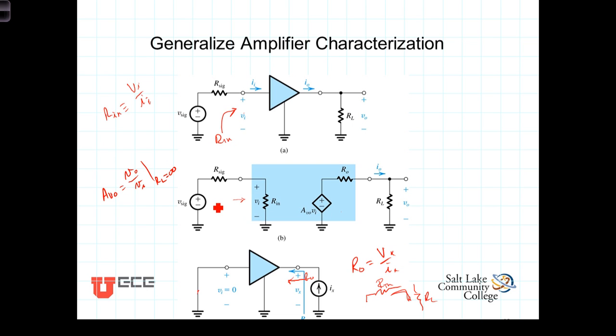And in the next few videos, we will then be looking at how we can characterize each of those three common amplifier configurations: the common emitter, the common base, and the common collector amplifier, in terms of these amplifier parameters.